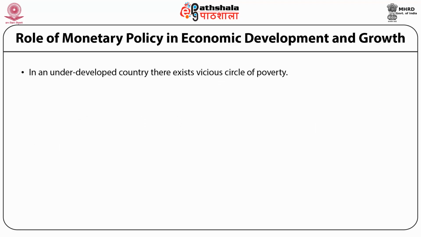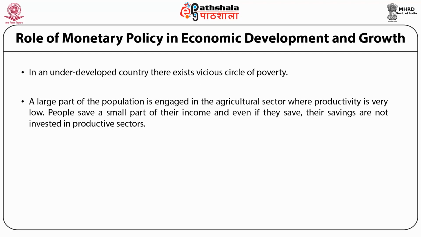In an underdeveloped country, there exists a vicious circle of poverty. A large part of the population is engaged in the agricultural sector where productivity is very low. People save a small part of their income, and even if they save, their savings are not invested in productive sectors. The manufacturing sector has not developed in such underdeveloped economies.